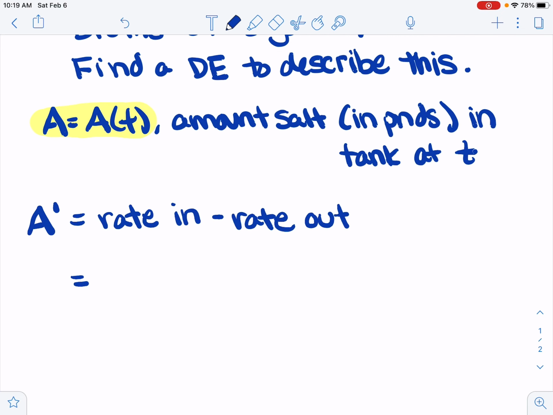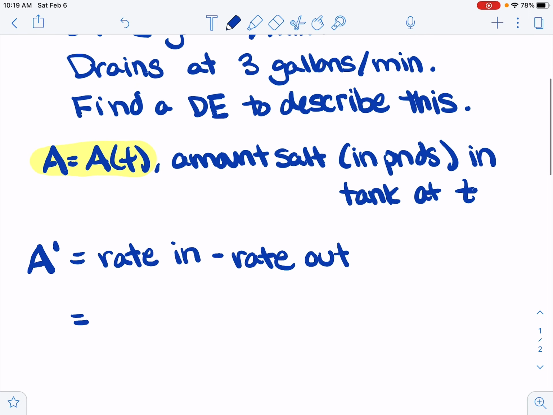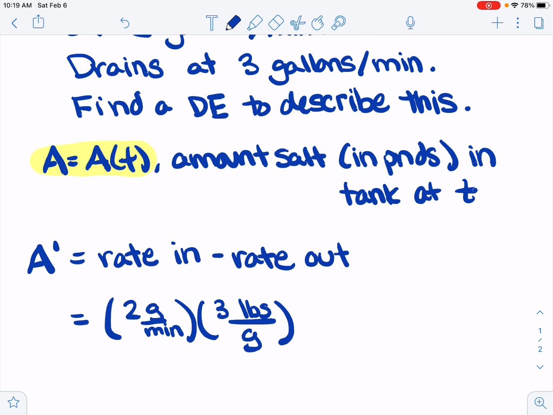So at what rate is salt entering this tank? Well, we have 2 gallons per minute times 3 pounds per gallon. The gallons cancel, and we have pounds per minute, 6 pounds per minute. So that's the rate of salt in, 6 pounds of salt per minute, minus the rate out.